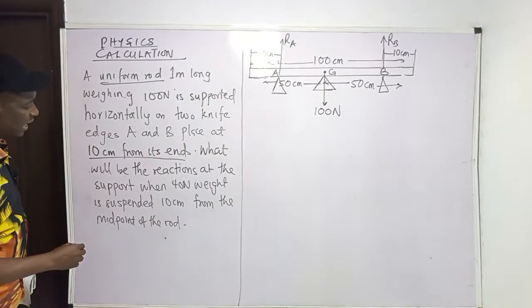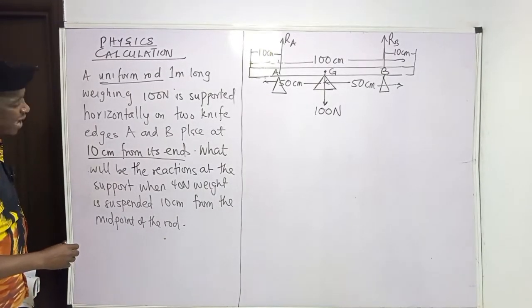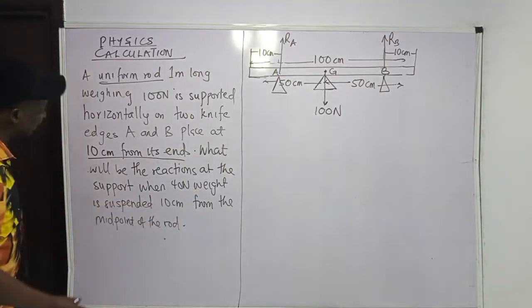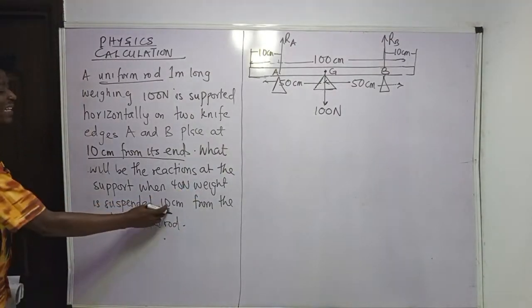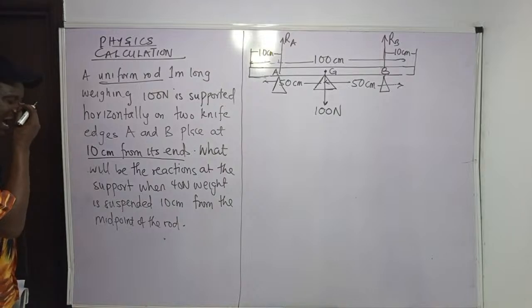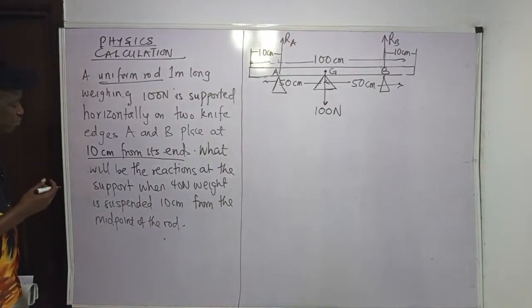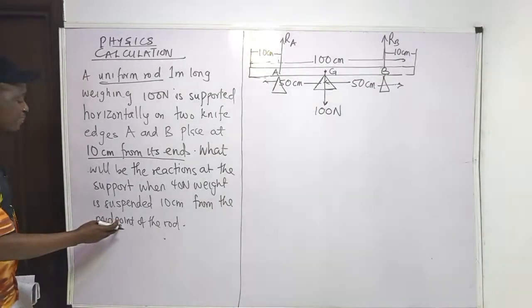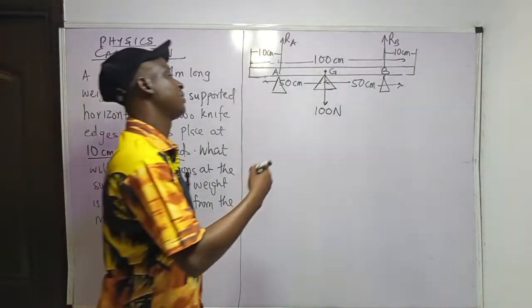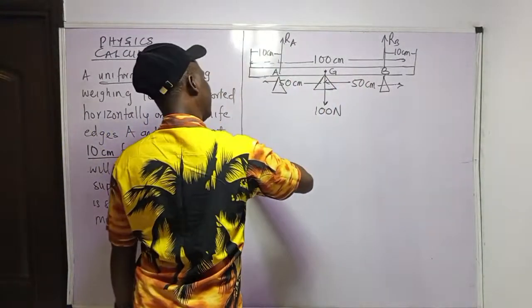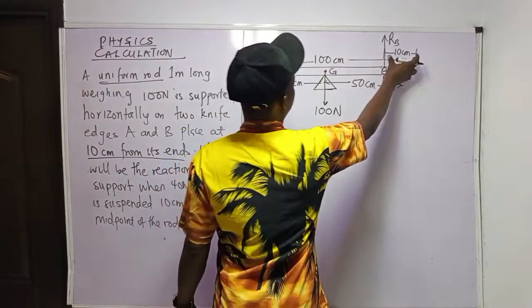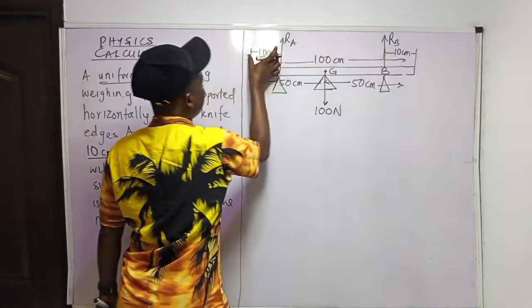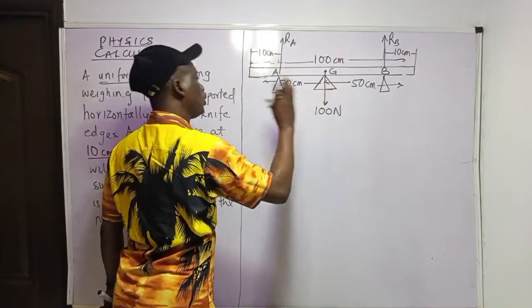They say the reaction at the support when a 40 Newton weight is suspended 10 centimeter from the midpoint of the rod. So I can put it here, I can put it here, anywhere I want. You know why? Because here is 10 centimeter, here is 10 centimeter. Anywhere I put it, you are correct.